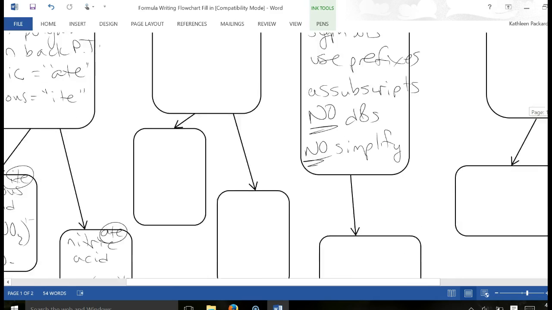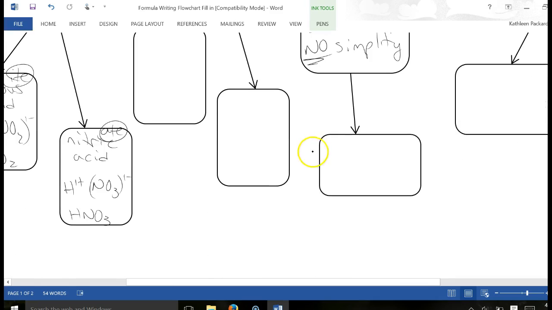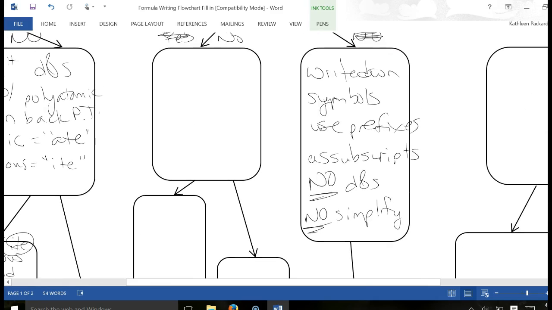Okay, so a good example of that would be dinitrogen tetroxide. Notice it ends in IDE, but it begins with those prefixes. So I'm just going to write down N, and I'm going to write down O. Di means 2, tetra means 4. That's my answer. No swapping, no simplifying. Just write them down. It's actually a lot easier than most people think.